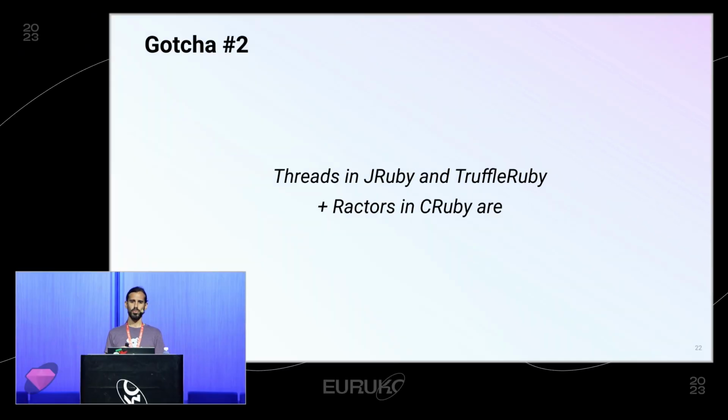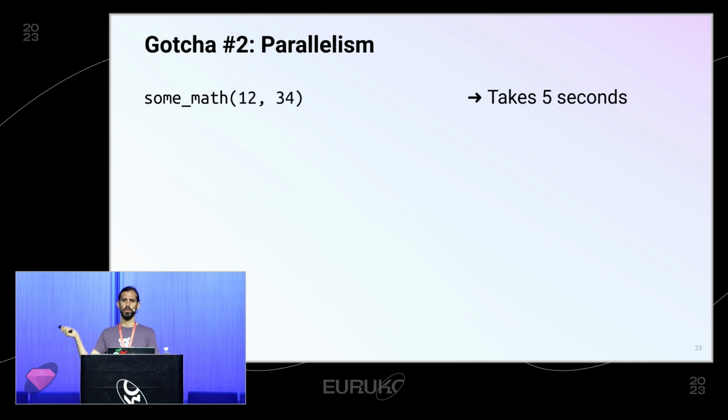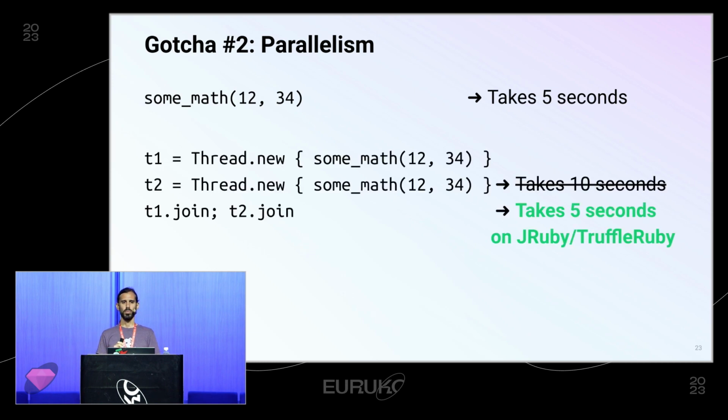Okay, so let's go on to gotcha number 2. Gotcha number 2 is that threads in JRuby and TruffleRuby, and reactors in CRuby, are actually parallel. So what this means is that if we have our example again, some math that takes 5 seconds, and we run it on two different threads on JRuby and TruffleRuby, it actually takes 5 seconds. So it actually goes faster.